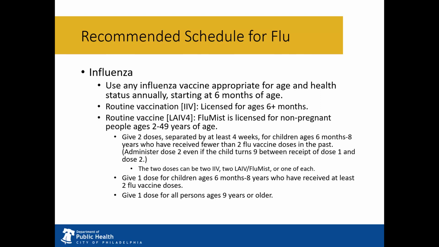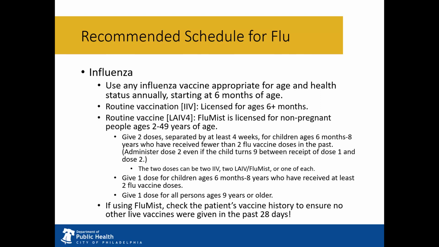Any combination is fine. So you would give 1 dose for children ages 6 months to 8 years who have received at least 2 flu vaccine doses in the past. And you would give 1 dose for all persons aged 9 years or older, including if they had not had any flu vaccine previously. And if you are using FluMist, make sure you check the patient's vaccine history to ensure no other live vaccines were given in the past 28 days.